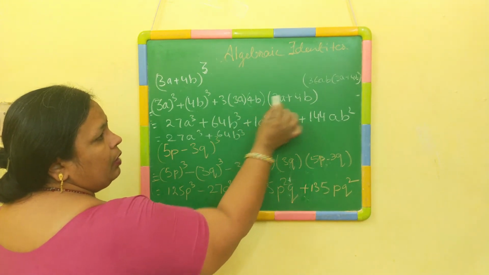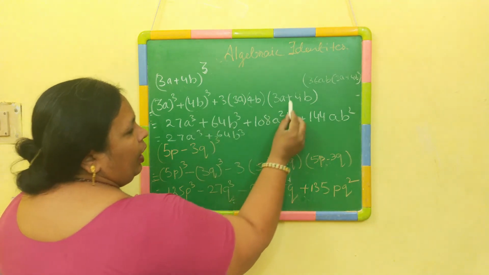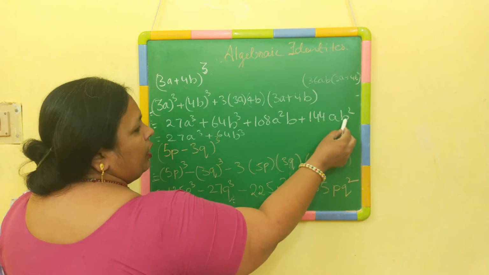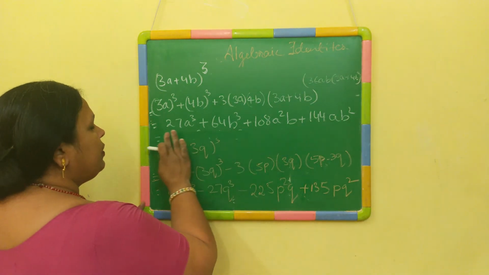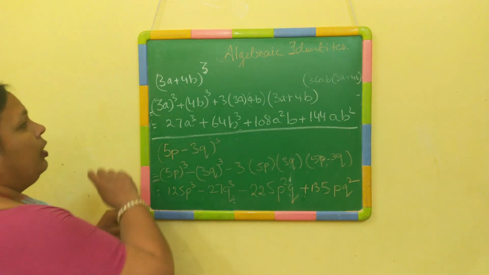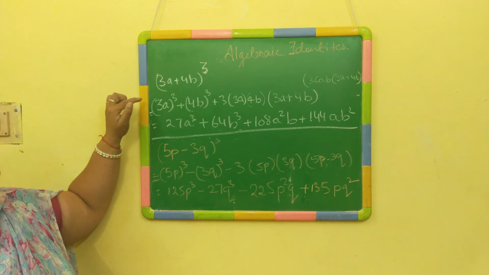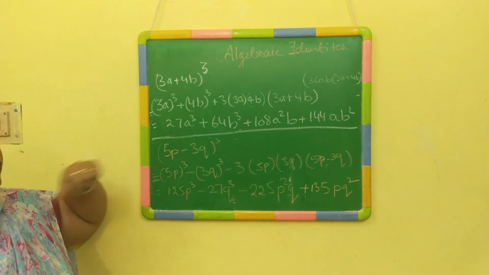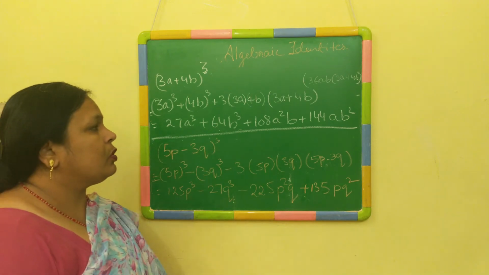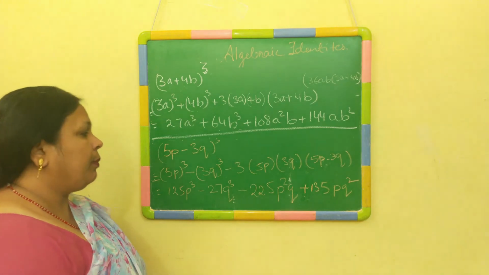36. 36ab into 3a is 108a square b, and 36ab into 4b is 144ab square. So this is the final answer for (a + b) whole cube using the identity. (3a + 4b) whole cube is finally giving a result of 27a cube plus 64b cube plus 108a square b plus 144ab square.